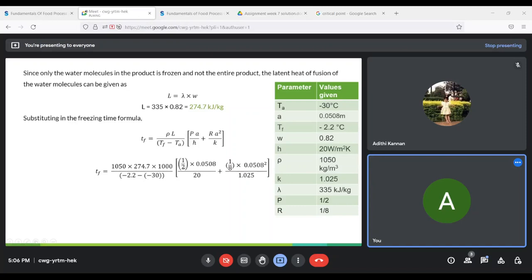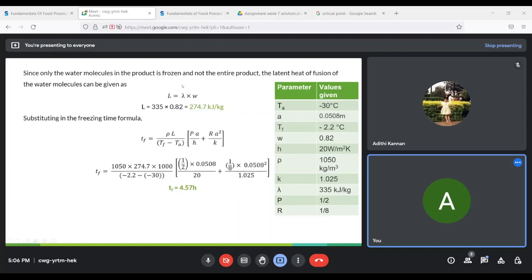and P and R are 1 by 2 and 1 by 8. The A is the thickness of the slab, given as 0.0508 meters. h is 20 watt per meter square Kelvin and k is 1.2025 watt per meter Kelvin. So when you calculate, tF in hours comes out as 4.57 hours. So I hope this is clear.